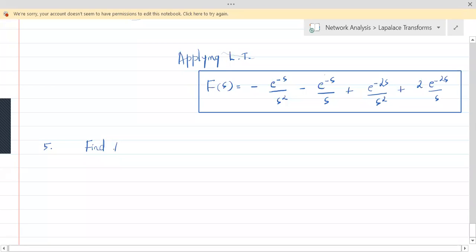Find the Laplace transform of f of t. What is f of t? F of t is this. Everybody copy it down. So the given f of t is this, which looks like this.